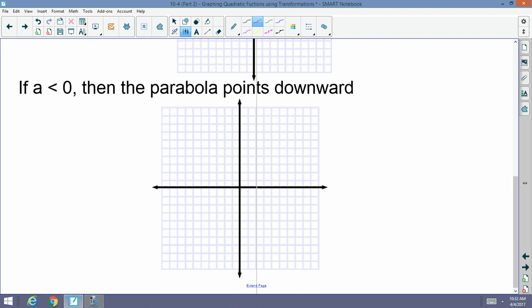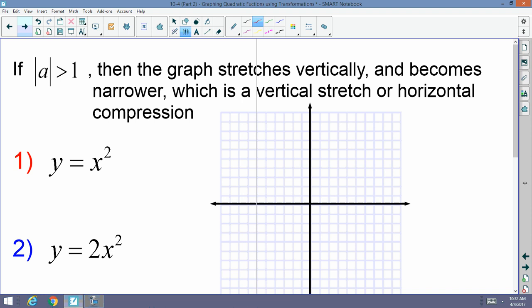If A is negative, it will point downwards. I don't care how wide it is or where it was shifted. If your A is negative, it will point downwards. We talked about this yesterday as well, so that's why I'm going kind of fast with this. Now, when we're talking about the absolute value of the A, now is when we get into very important stuff.